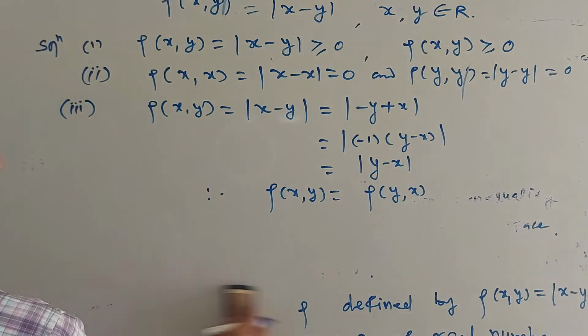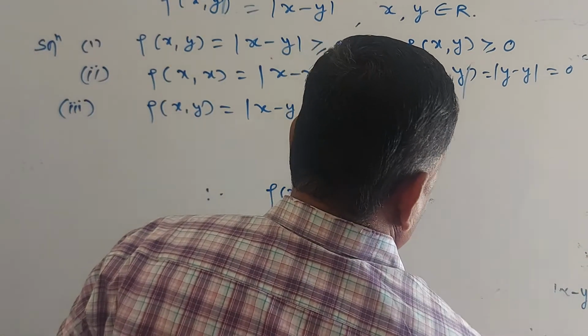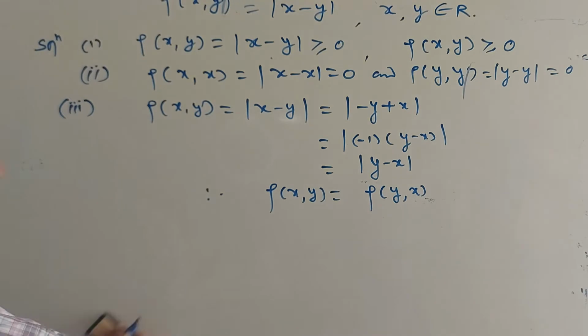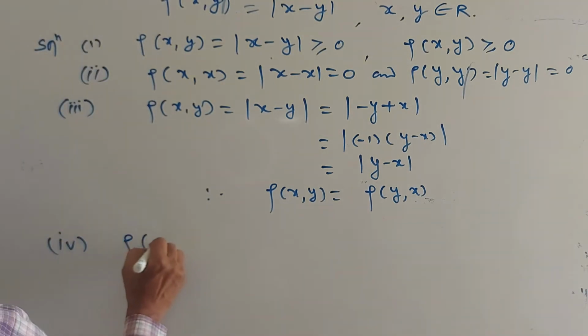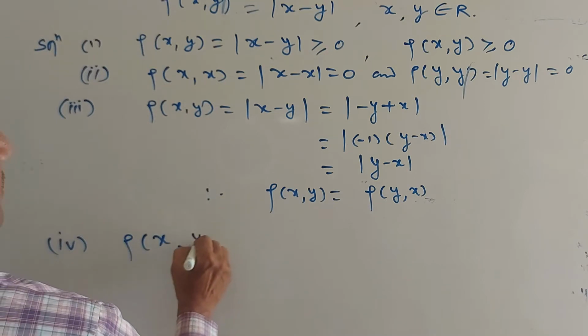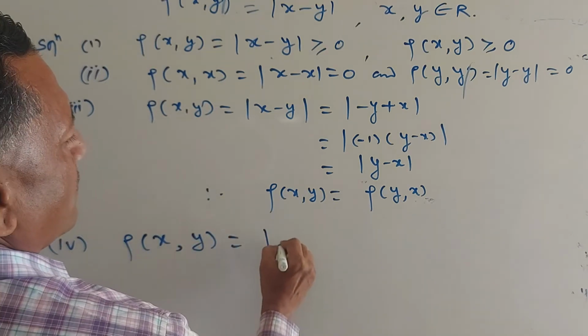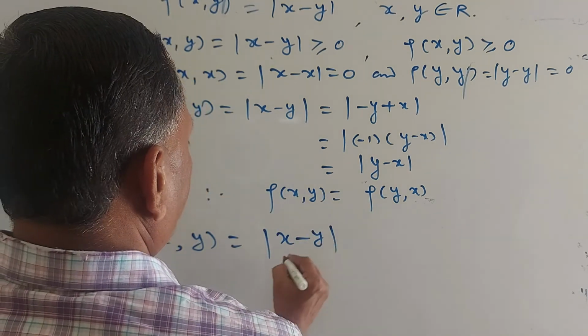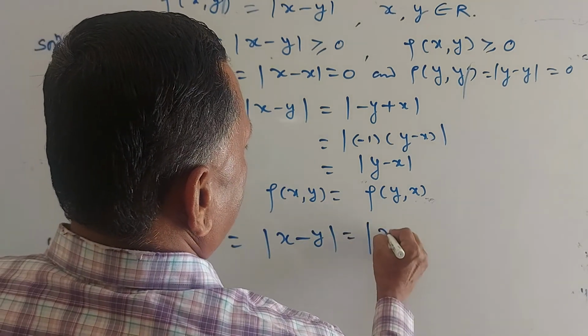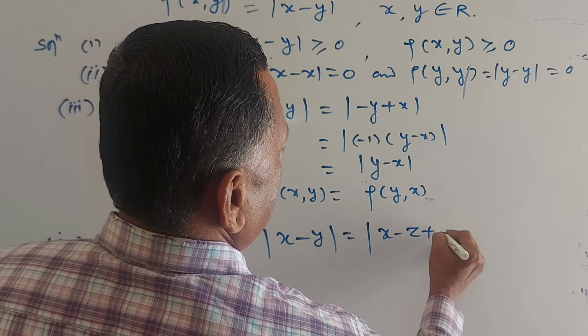Now we verify whether the fourth property is satisfied or not. Number 4: rho of xy is given. What is rho of xy? Mod of x minus y. So mod of x minus y means you subtract and add z.